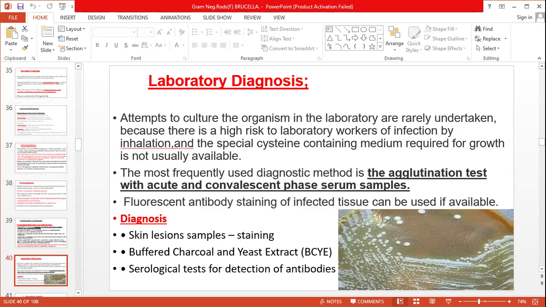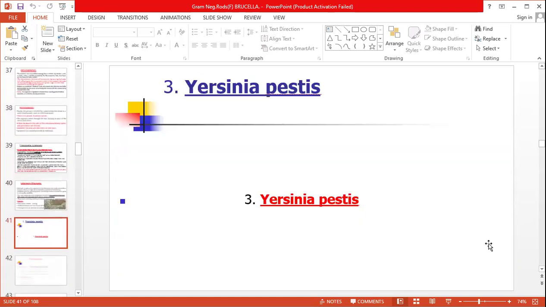The most frequently used diagnostic method is the agglutination test with acute and convalescent phase serum samples. Diagnosis also uses skin lesion samples, staining, buffered charcoal yeast extract culture, and serological tests to detect antibodies.